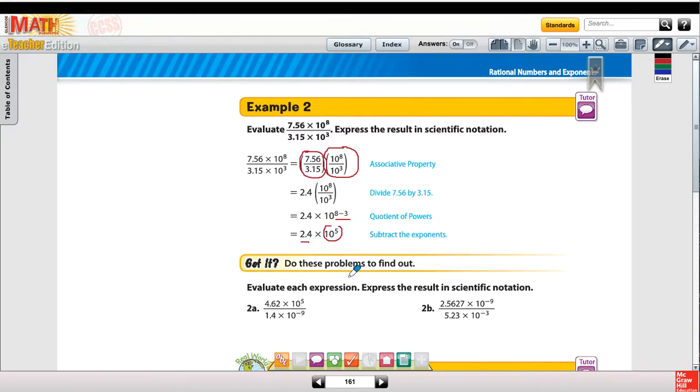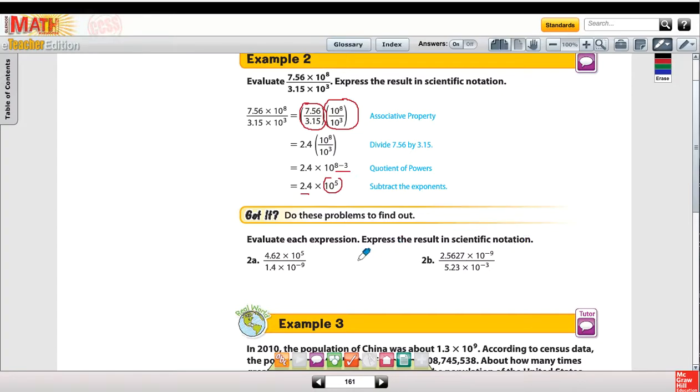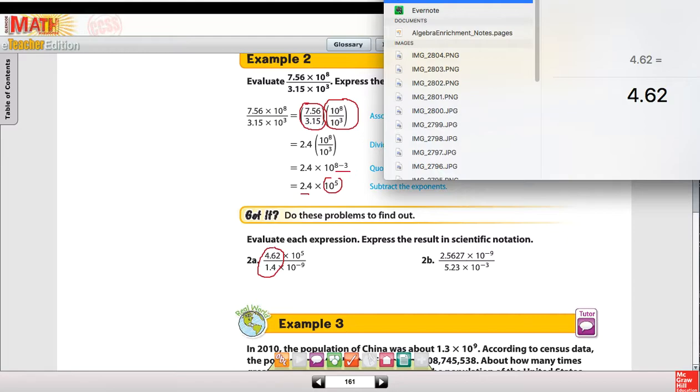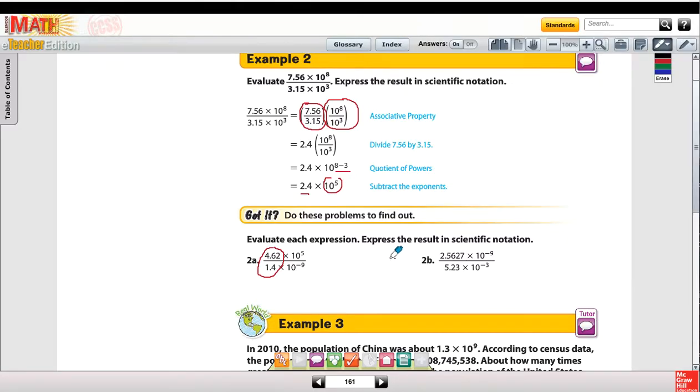Okay, so for 2a, we'll work that one out together. We're going to start by dividing these two numbers. I'm going to pull up a calculator and put 4.62 divided by 1.4, and I get 3.3. That's a good sign because that number is greater than or equal to 1 and less than 10, so I don't have to worry about moving a decimal. And then 10 to the 5 minus a negative 9, which is 5 plus 9, is 14. 3.3 times 10 to the 14th.